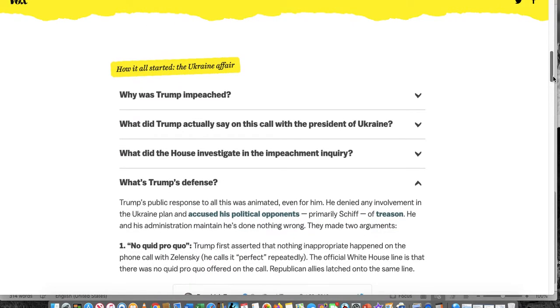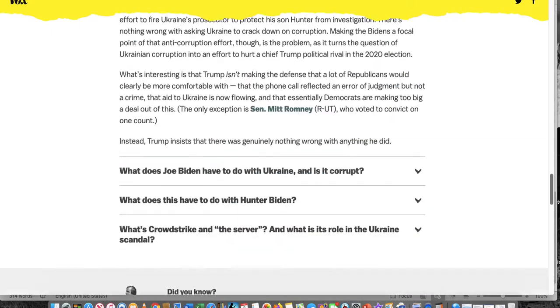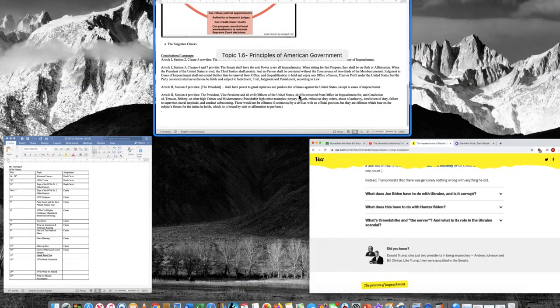So why was he impeached? What did he actually say? What's his defense? And so it gives you a wide variety of things as well. And actually, what did he say? Is it actually charges that you can use?